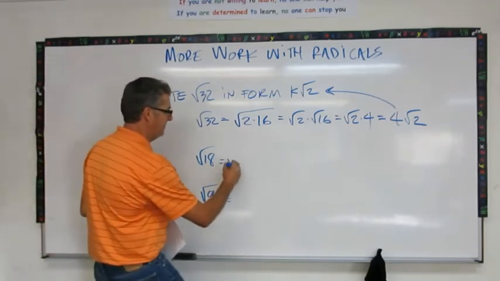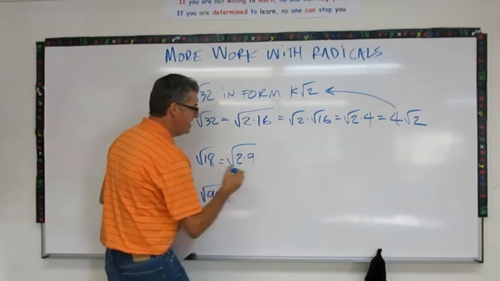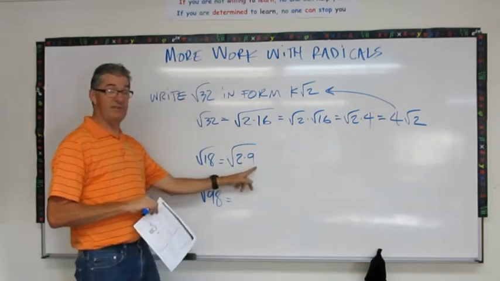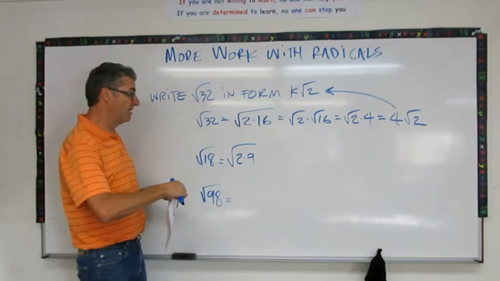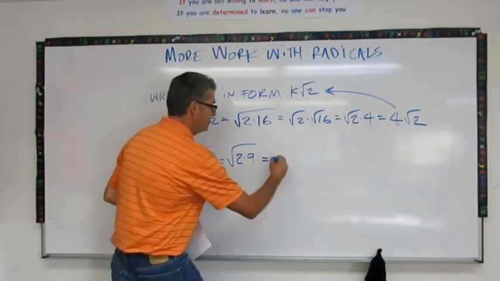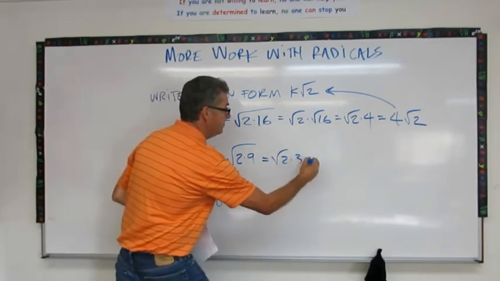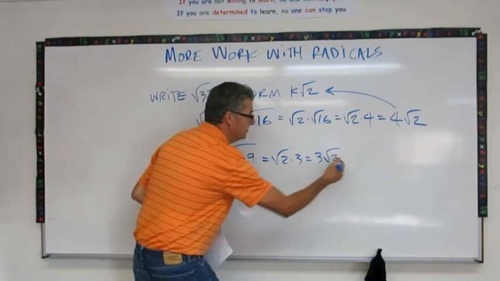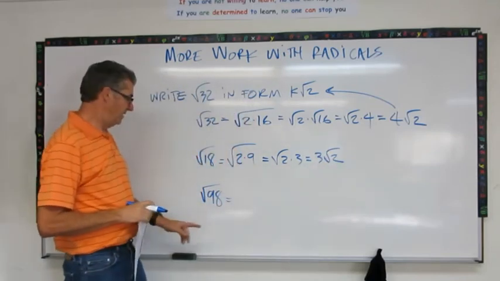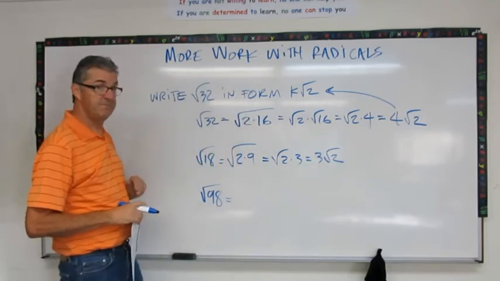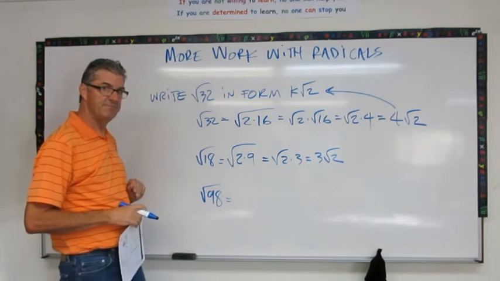18. That's 2 times 9. I picked this factoring because 9 is a perfect square. So that ends up being root 2 times 3, which is really just 3 root 2. Okay? Let's do this one. This one's slightly different. Pause the video, see what you get.